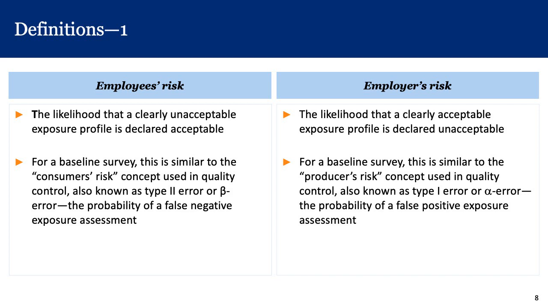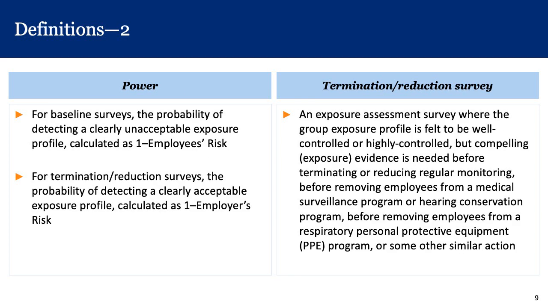An employer's risk is the complement of that, meaning it is the likelihood that a clearly acceptable exposure profile is declared unacceptable. And for a baseline survey, this is similar to the producer's risk concept used in quality control. It is known as type 1 error or the alpha error, and it is the probability of a false positive exposure assessment. Some more definitions.